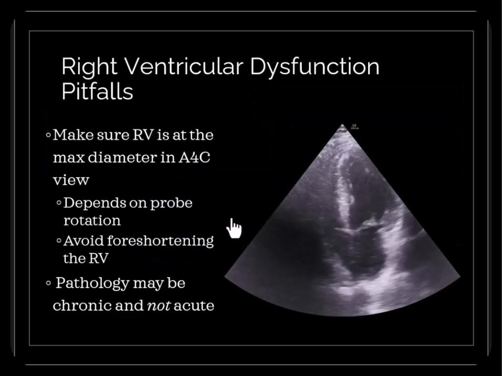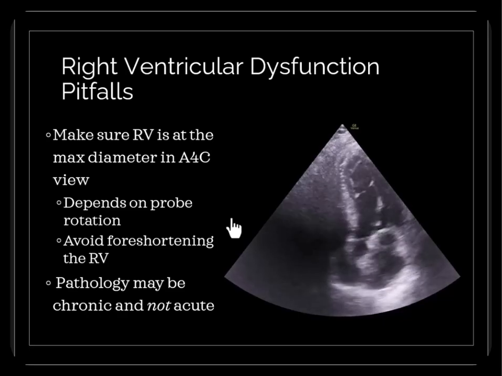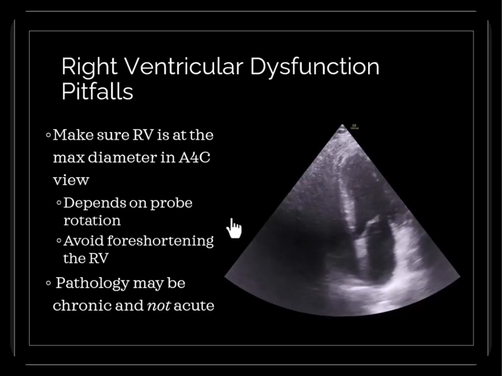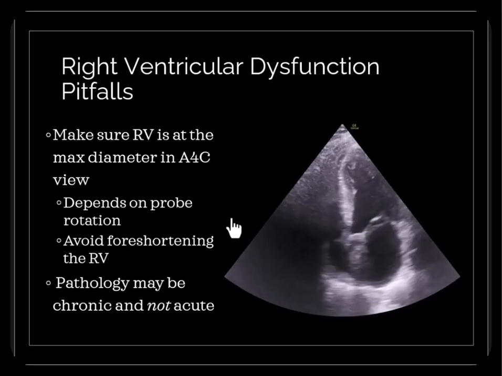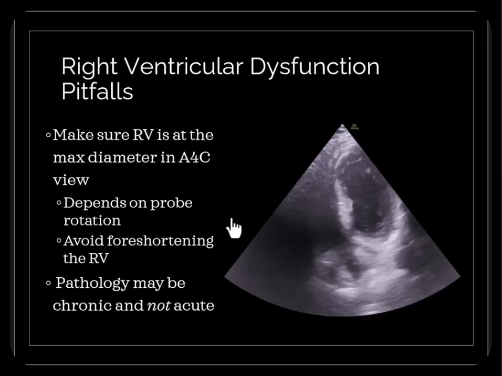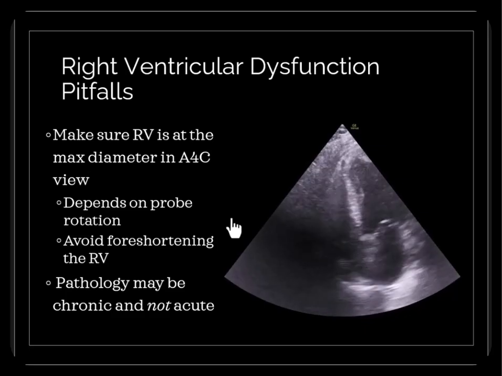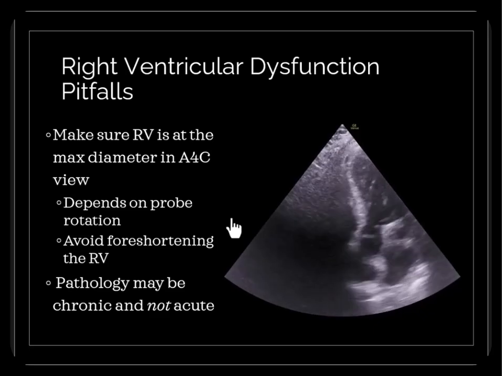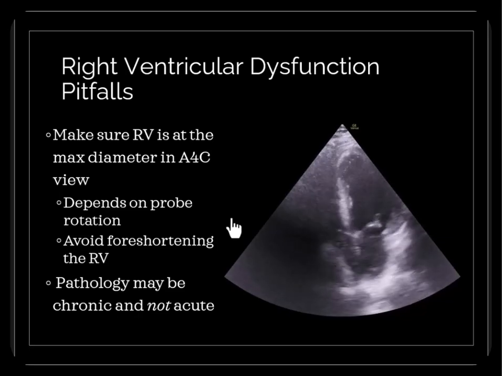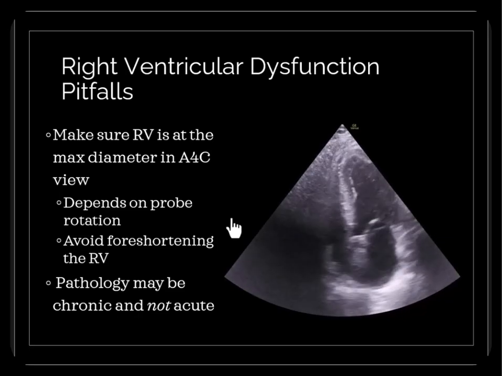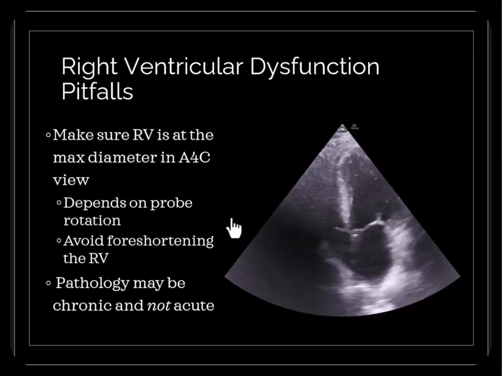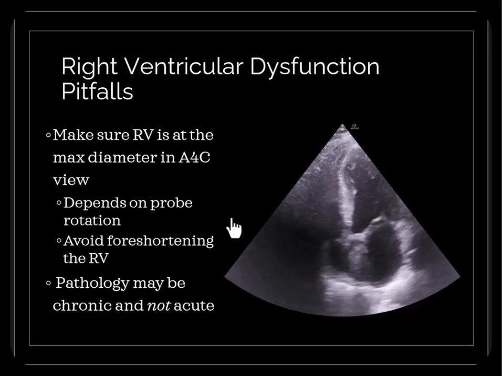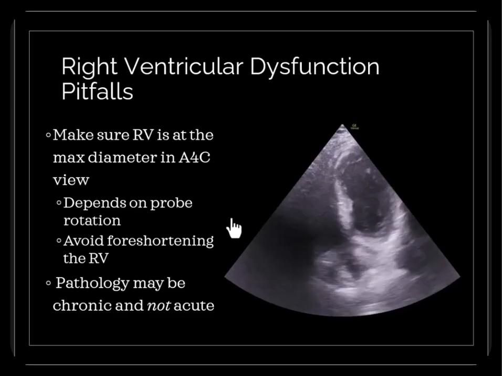Now, there are some pitfalls when it comes to right ventricular dysfunction. You need to make sure you have the full diameter of the right ventricle on your screen. It's very easy in the apical four-chamber view to not have that RV all the way extended. One way to correct this is a very small clockwise turn of your transducer, only a few millimeters, and that will open up the RV. So the size of the RV depends on probe rotation, and you want to avoid foreshortening the right ventricle.